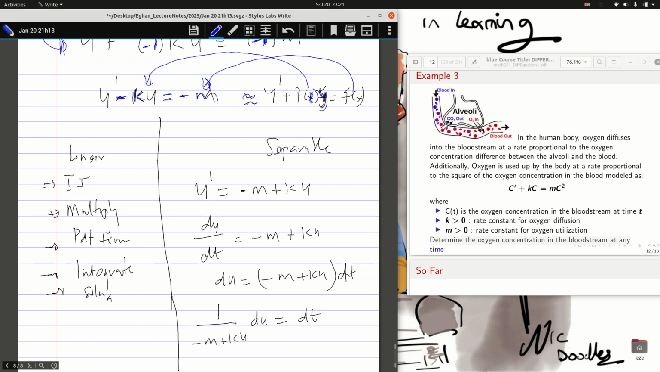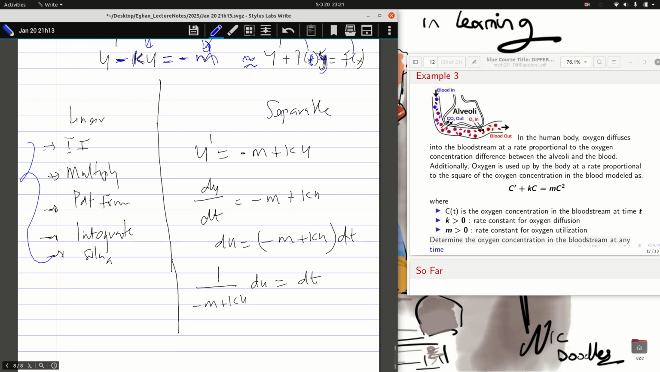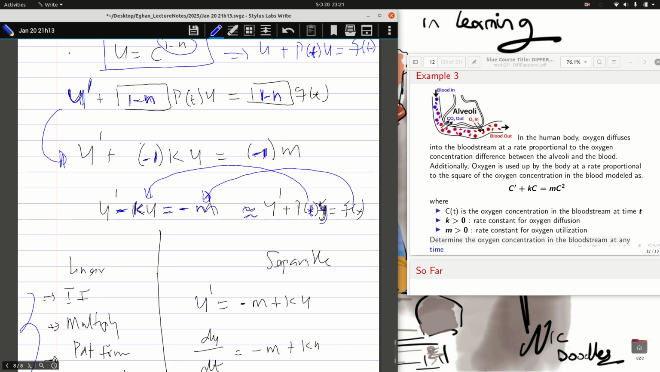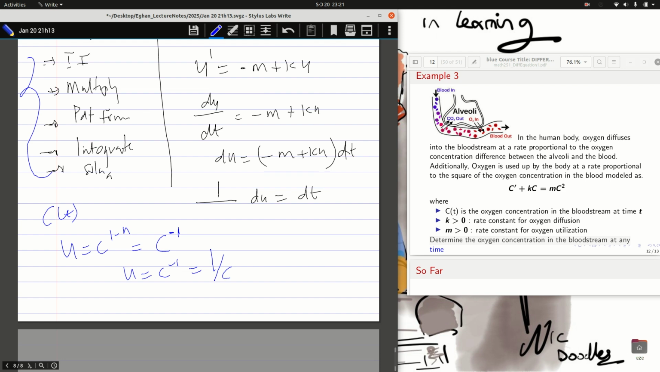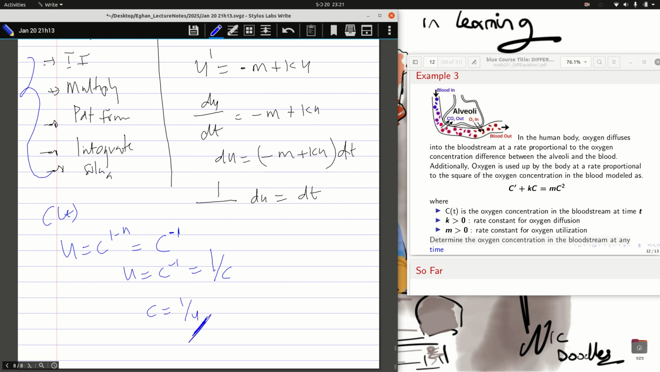So if you want to use the linear approach, you go through this whole list, and then you'll be fine. Again, don't forget to transform your solution back in terms of c of t, since there's no more y. How would I do that? From here, your transformation will be u equal to c to the power 1 minus n. N was 2, so I get c to the power minus 1. U equals c to the minus 1, and hence c becomes 1 over u. It means when I find u, I just have to take the inverse of it.